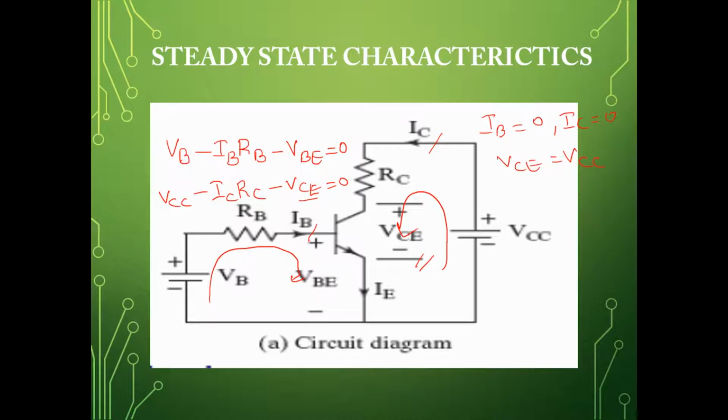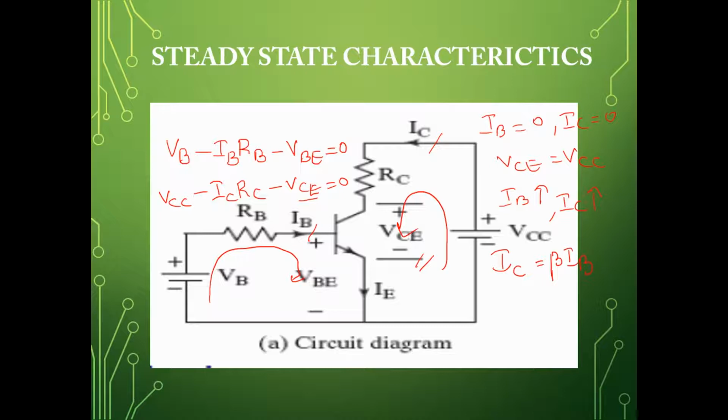Then as you go on applying the input voltage, the base current will increase. If base current increases, then what happens to the collector current? Collector current also increases. How? We know that collector current is beta times the base current. So if the base current increases, the collector current will obviously increase.